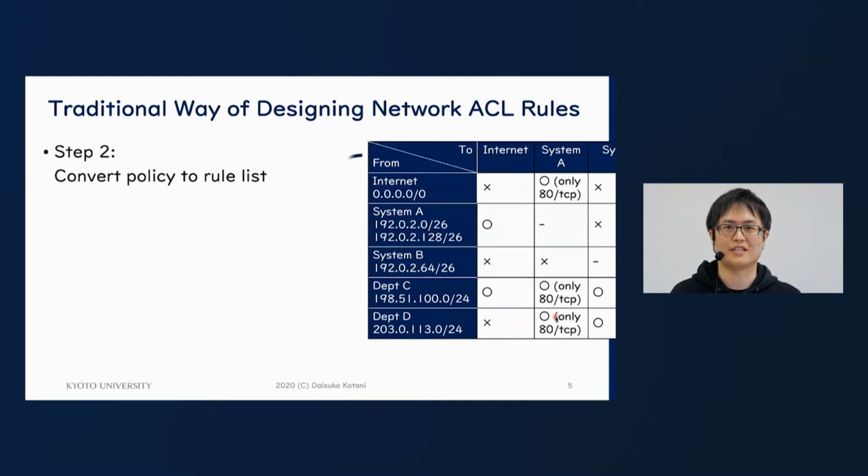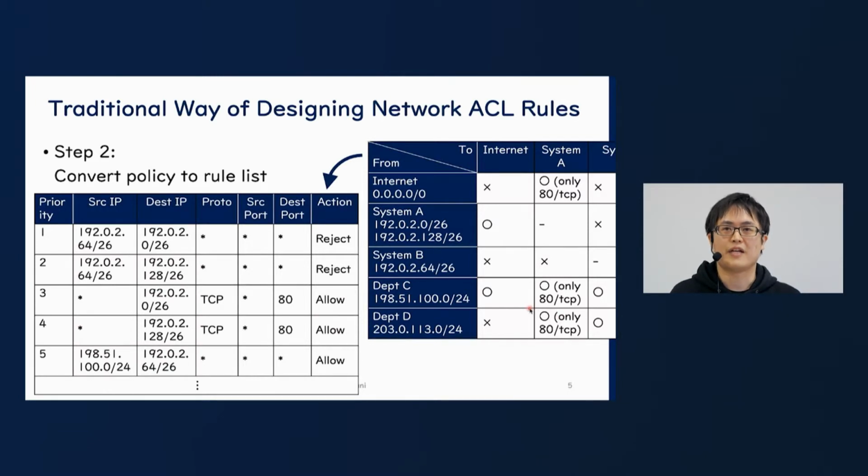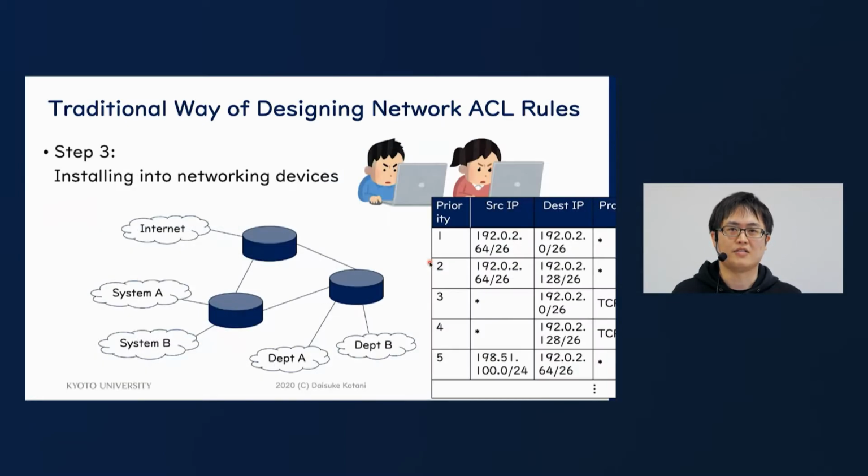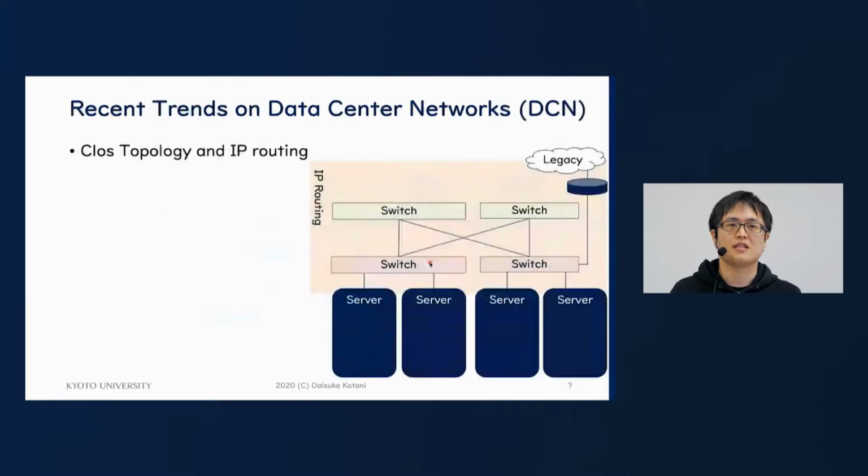The next step is to translate this table to a list. You will take advantage of priority, source and destination IP addresses, as well as wildcard, to create a set of rules that is efficient and consistent to the table you used before. Once you are done with creating this list, next step is to install the set of rules onto network devices such as routers or layer 3 switches. This step is sometimes automated, but if not, human administrators will do the configuration manually. With that, you've successfully configured the entire process.